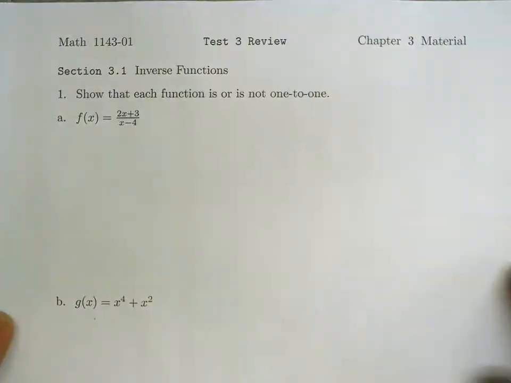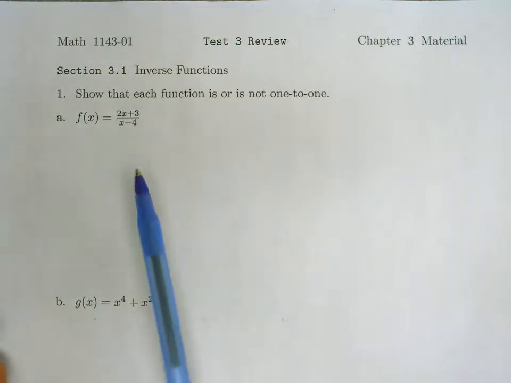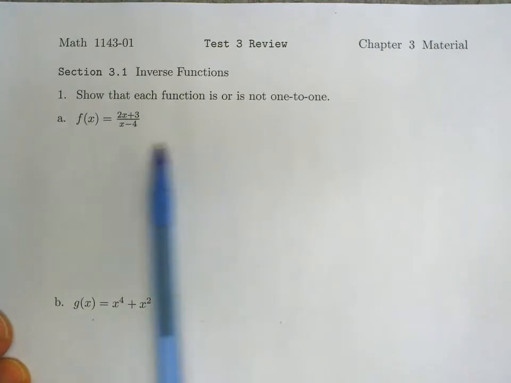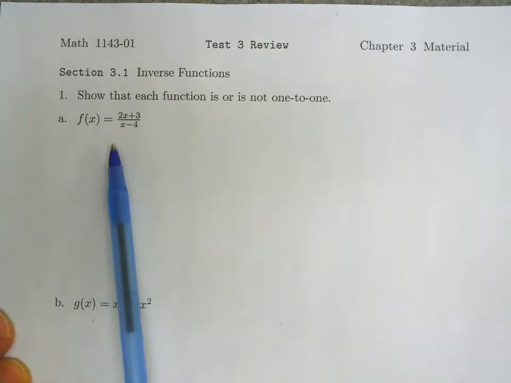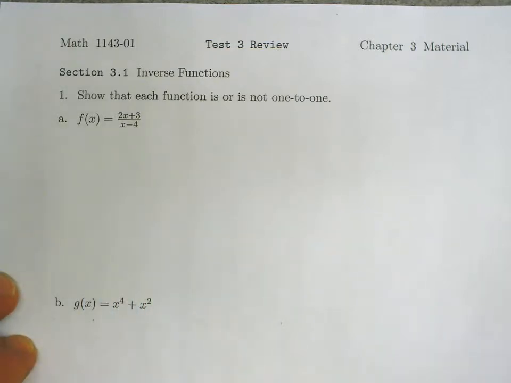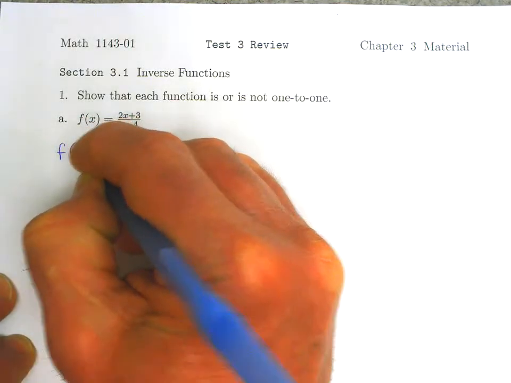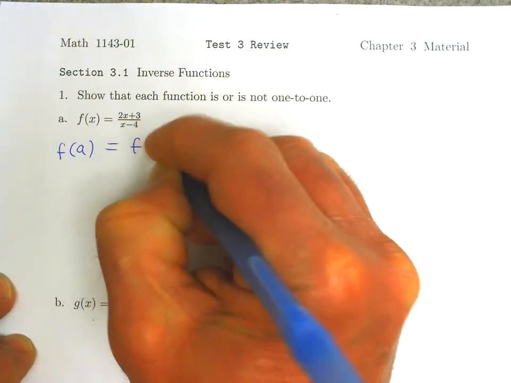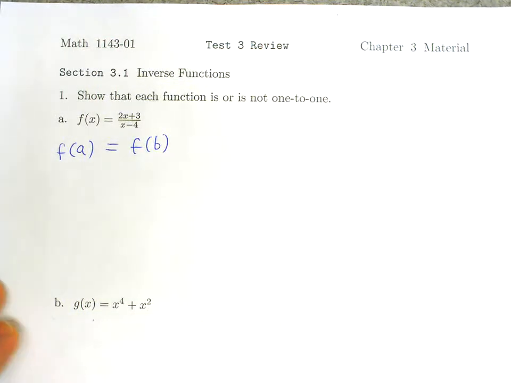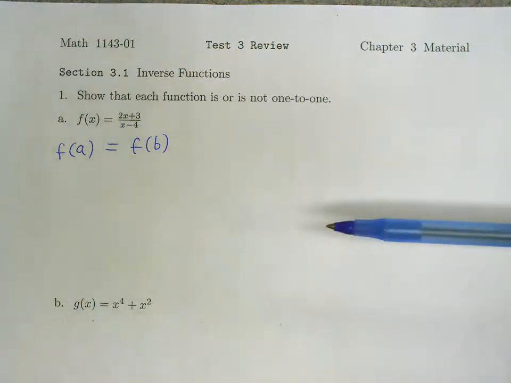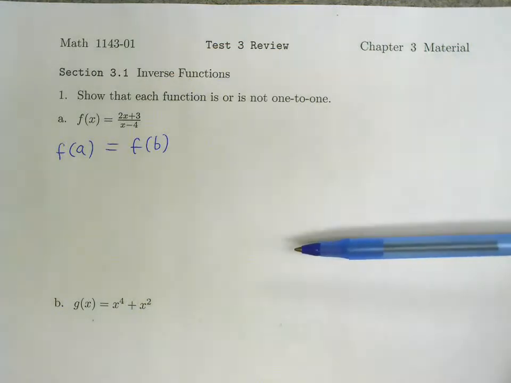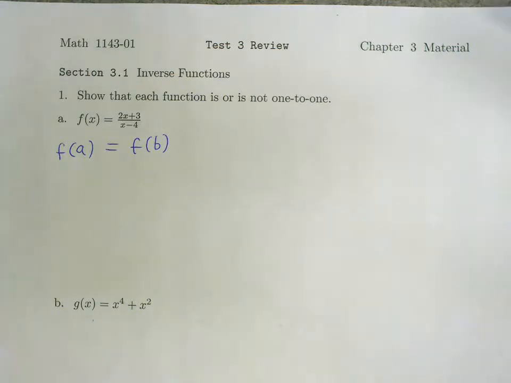Okay, we'll start reviewing in section 3.1 on inverse functions. There's an analytic way to show that a function is or is not one-to-one. So we'll use that analytic test on this one, f of x equals (2x plus 3) over (x minus 4). What we do is we begin by setting f of a equals f of b, and then if we can show that a equals b, and only a equals b, then that function is a one-to-one function.